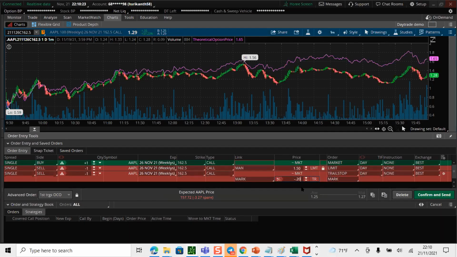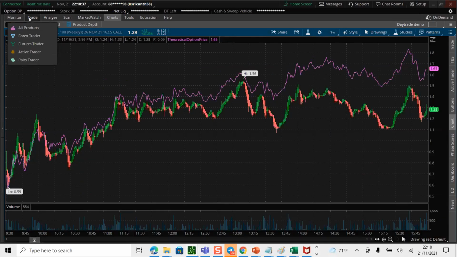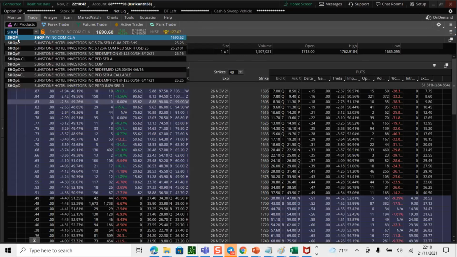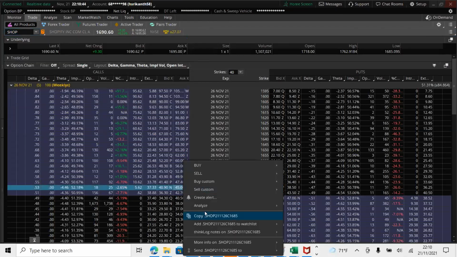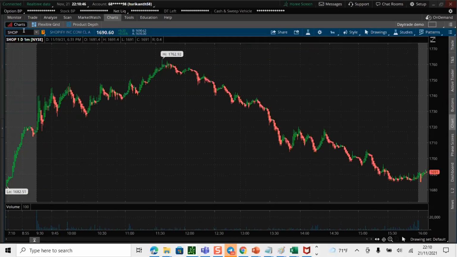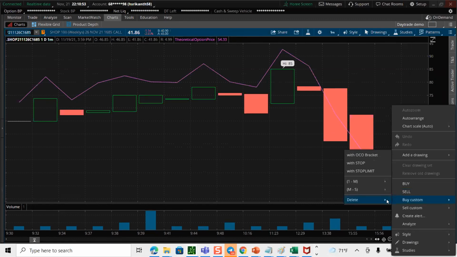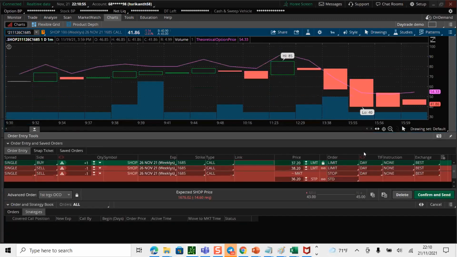Typically options are very volatile. They go down by 50 cents and then just keep picking up, right? So you can set up similar. Okay, let's do some other trades. Let's say do a Shopify. Okay, some of them are so costly. Buy with custom with OCO bracket.